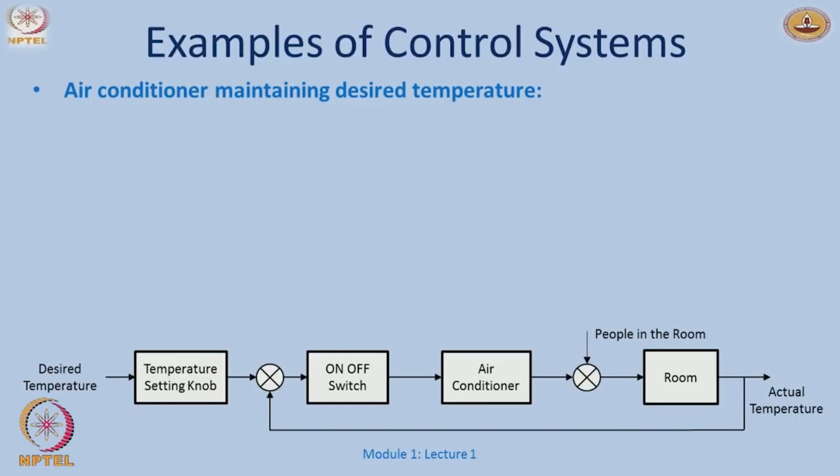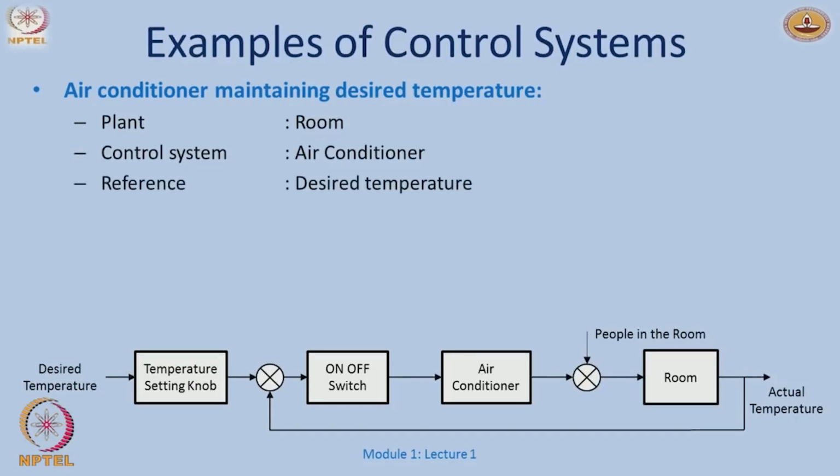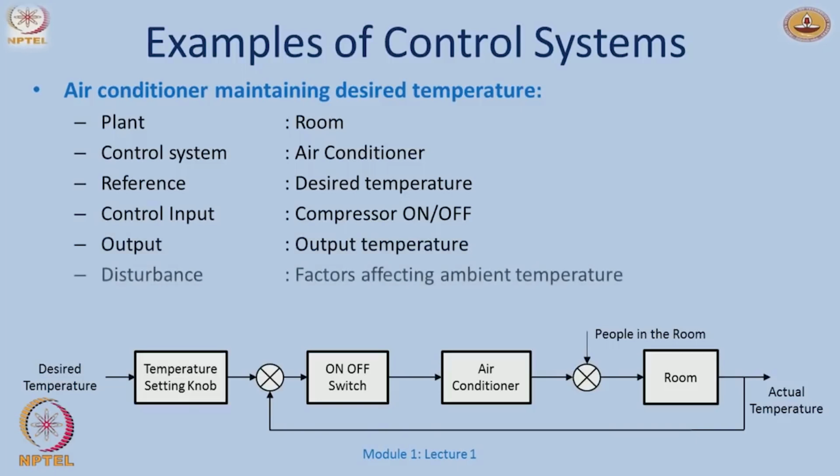Now, all the air conditioners we see now are closed loop in nature, and we know that the air conditioner helps us in maintaining a desired temperature. The plant in this case is my room, the controller is the air conditioner, and the reference signal is a desired temperature which I want the room to go to. The control input could come in terms of an on off switch. The output which I measure is the output temperature. Disturbance could be factors affecting the ambient temperature, like people entering or leaving the room. And then the feedback signal, the actual temperature, is compared with the desired temperature to perform the on off control action.